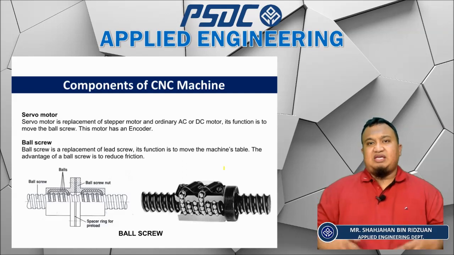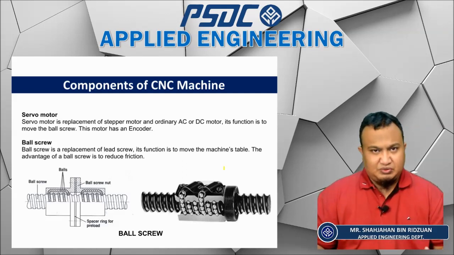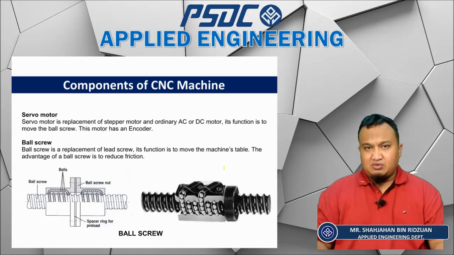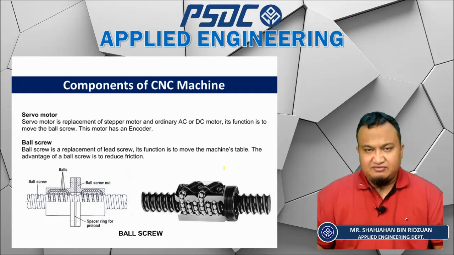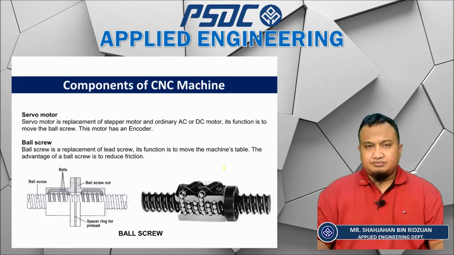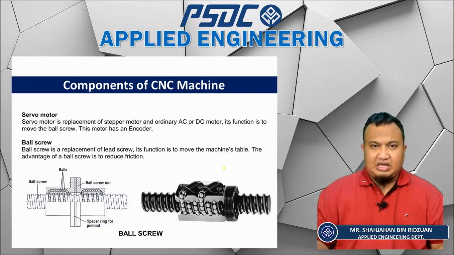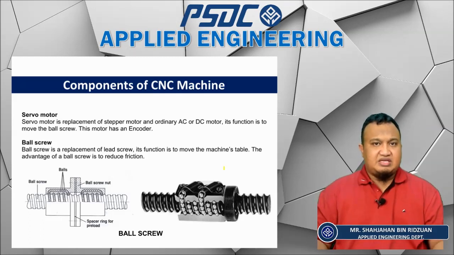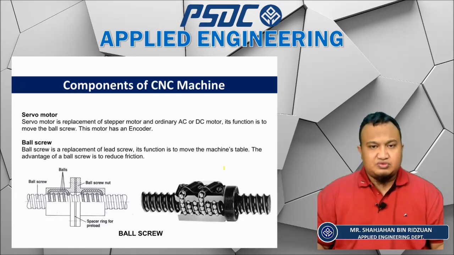So maybe based on your experience before, using a manual lathe, you have seen that the manual lathe uses a lead screw. So when you move the carriage, you can feel the backlash of the carriage. In a CNC it's different because we're using a ball screw. We control the accuracy of the machines.